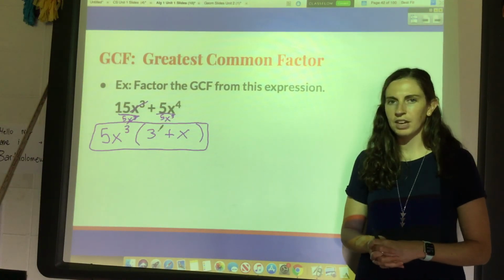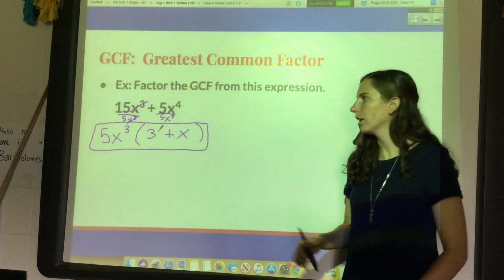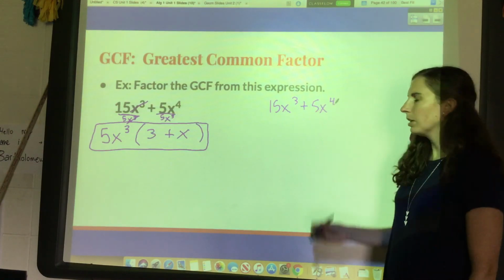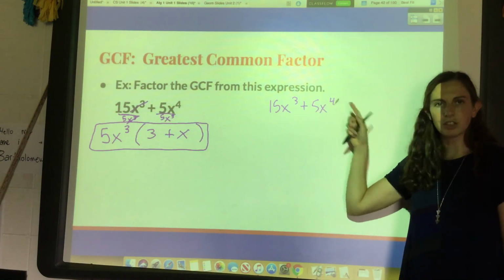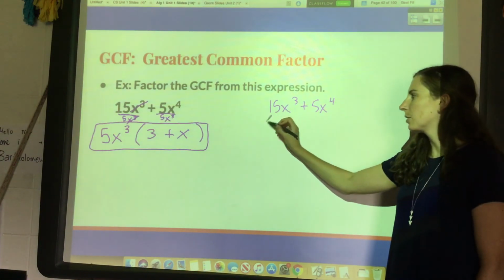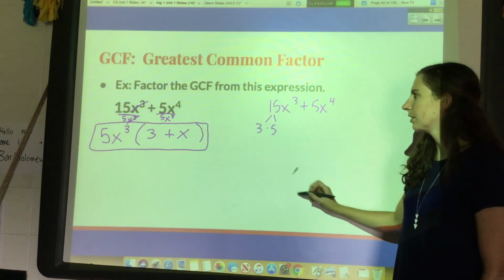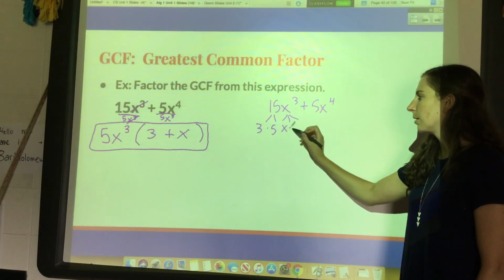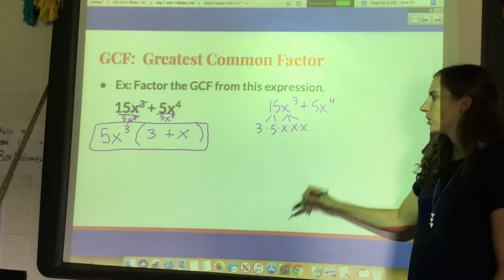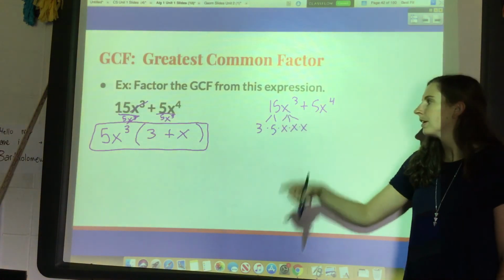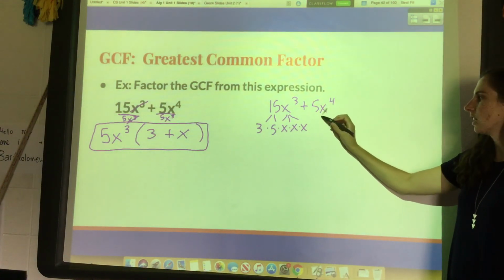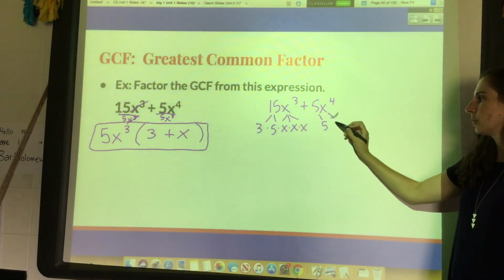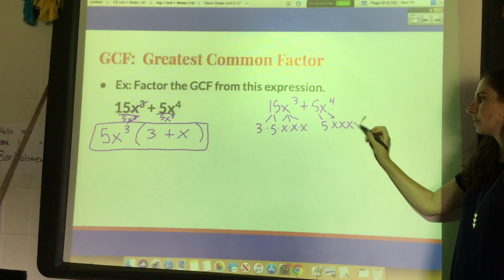I want to show you one other way that you may have learned in middle school to find the GCF. And it's okay if you want to do it this way, it just takes a little longer. Some people like to write out all the factors of each of the terms. So like 15 splits into 3 times 5. And x cubed splits into x times x times x. So these are all the factors of that term. And if I were to list out all the factors of this term, 5 just is a 5. x to the 4th splits into x times x times x times x, 4 of them.